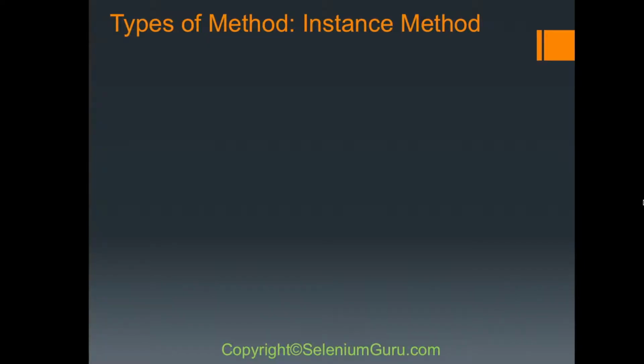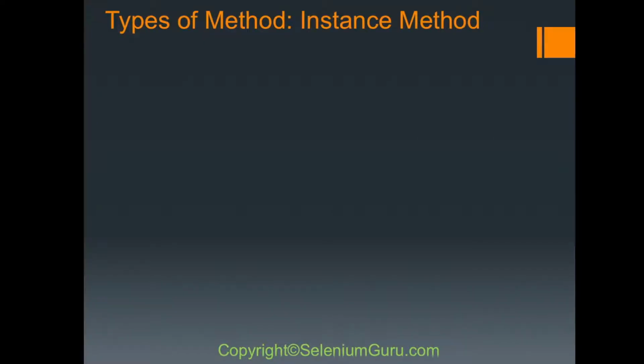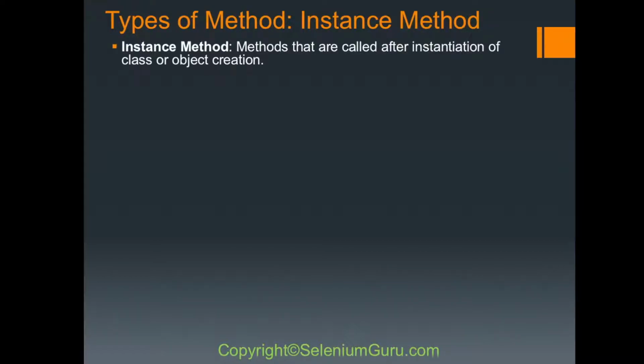In this lecture, we can actually learn about the instance method. So what is an instance method, right? In our previous lecture, we learned about the static method, right? So what is a static method? We learned about that. In this lecture, we're going to learn about the instance method. Instance methods are basically methods that are called after instantiation of a class or object creation.